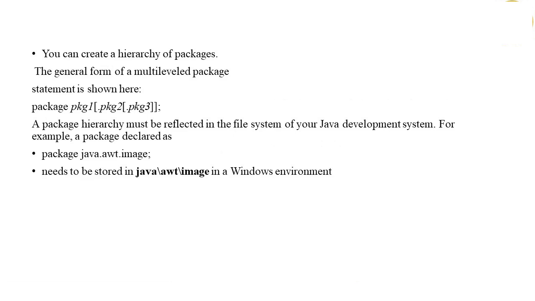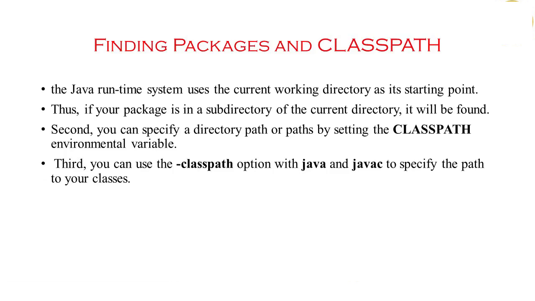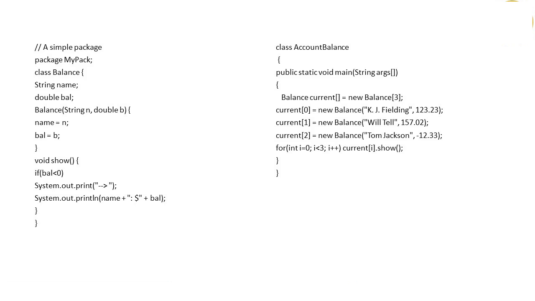You can create a hierarchy of packages, which has been shown. Finding packages in class: the Java runtime system uses the current working directory as its starting point. Thus, if your package is in a subdirectory of the current directory, it will be found. Second, you can specify a directory path or paths by setting the CLASSPATH environment variable. Third, you can use the -classpath option with java and javac to specify the path of your classes.